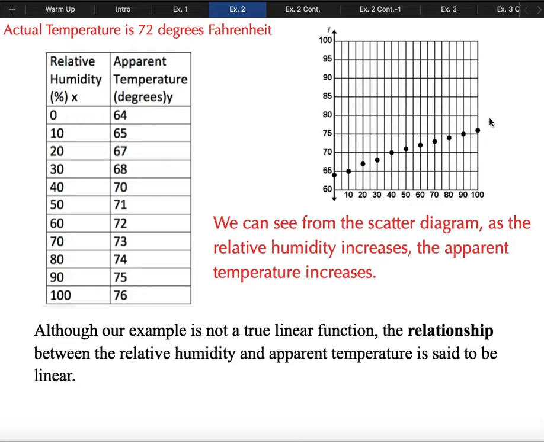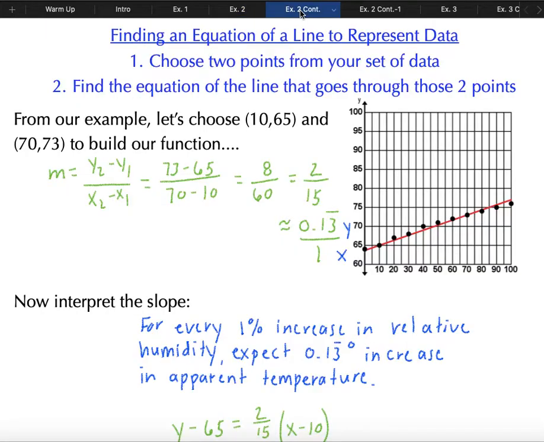It's appearing that as the relative humidity increases, so is my apparent or my feels like temperature. It's increasing as well. So I would say, even though there's not a true linear relationship here, right, the average rate of change is not constant from point to point. That average rate of change is very similar from point to point. So I would say we could represent this data with a linear model, okay? So what I'd like to do is do this by hand in this video, okay?